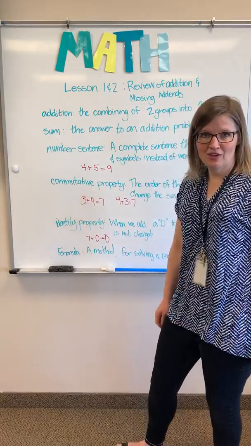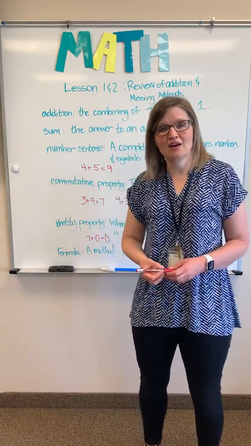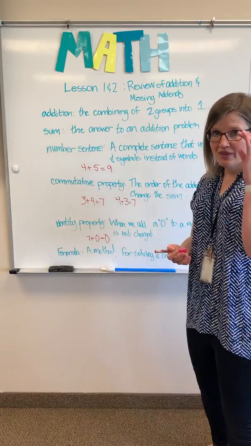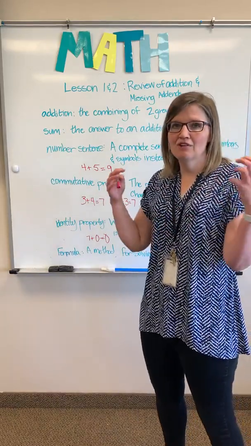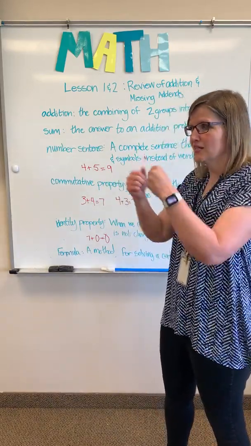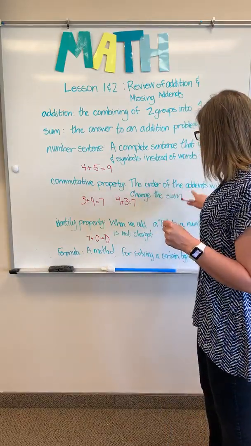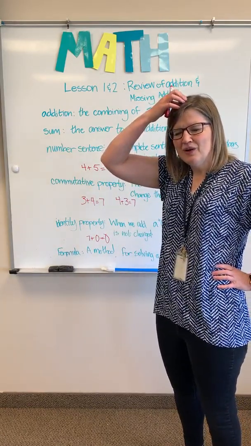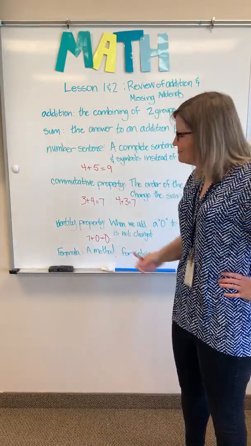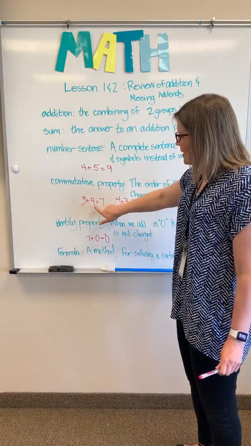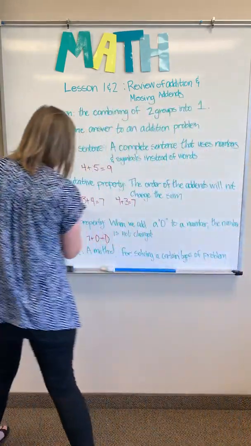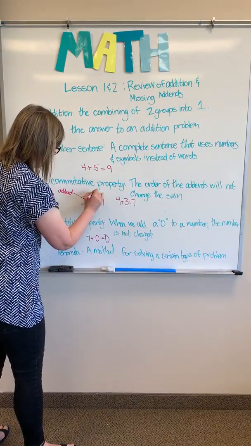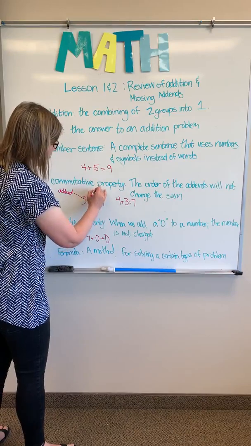Our next thing that you need to understand is the concept of commutative property. Now, when I hear commutative property, I think of communities and how they can stick together. The order of the addends will not change the result. Now you think, okay, what in the heck are addends? When we have 2 numbers that we add together, each one of these we call an addend. So our 3 is an addend and our 4 is an addend.